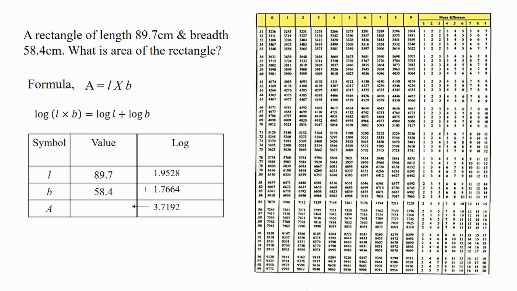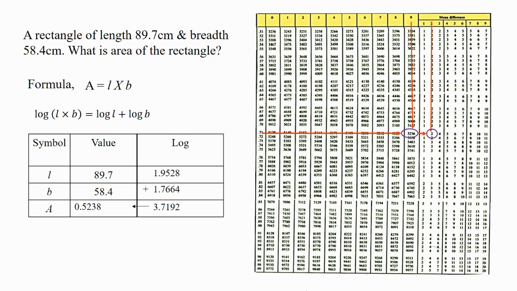For that, I have to consider 0.71 in the very first column. Along the 71 row, I observe the value under the 9 column. Then I add the mean difference along the row of 71 in the second column. The value is 0.5238. But still I have to consider the characteristic part.